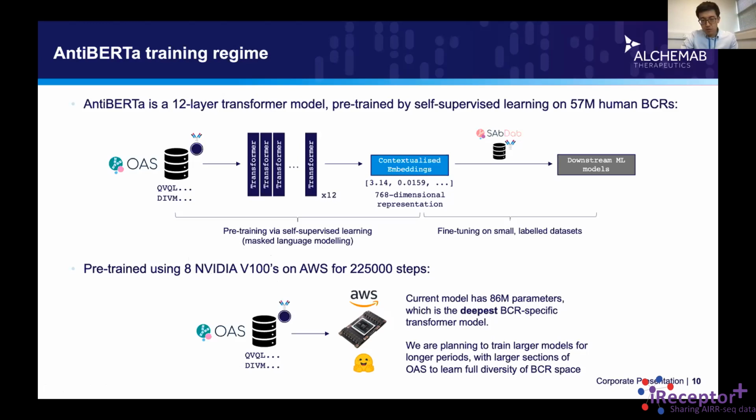What's interesting is that our model is currently the deepest BCR-specific transformer model, and we're planning to train larger models, train for longer periods, and think about using other pieces of the OAS to get a fuller picture of the B-cell receptor space.